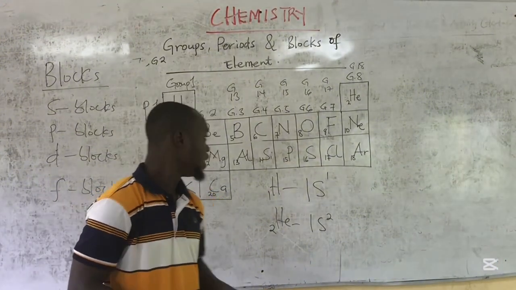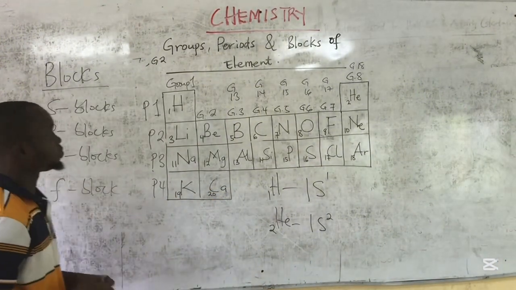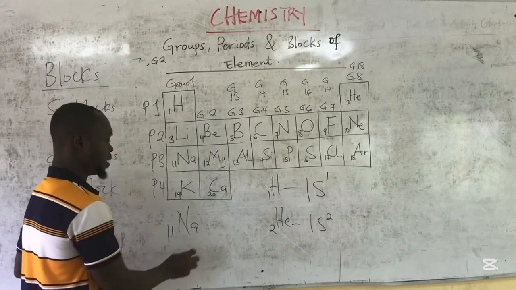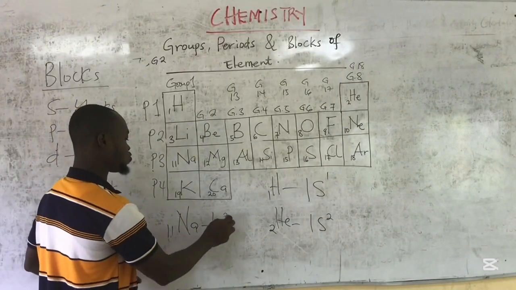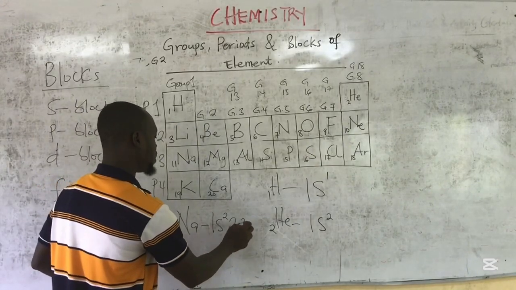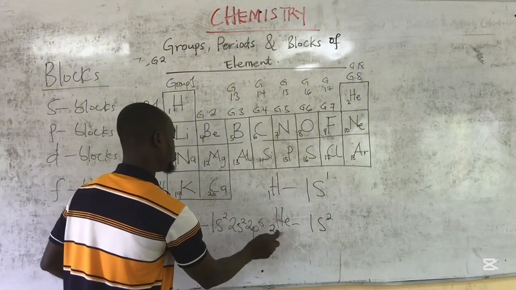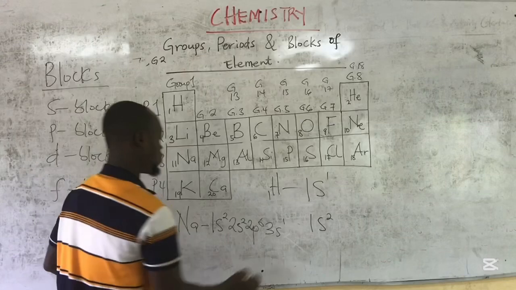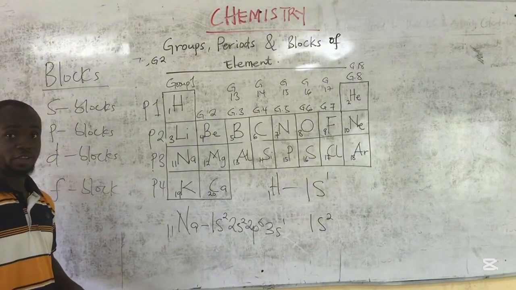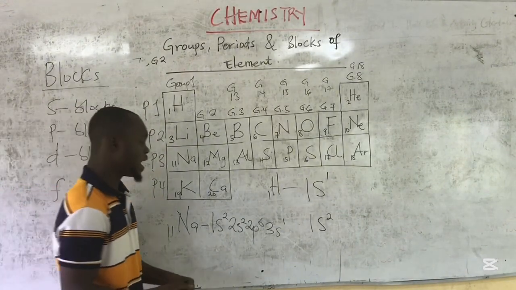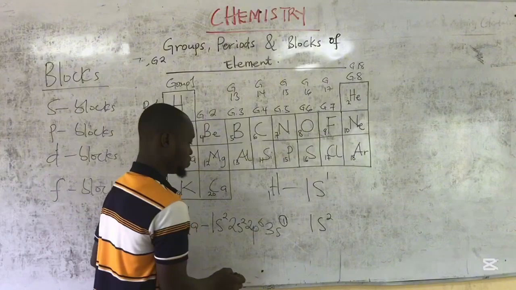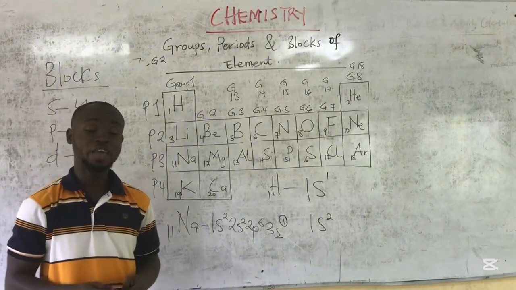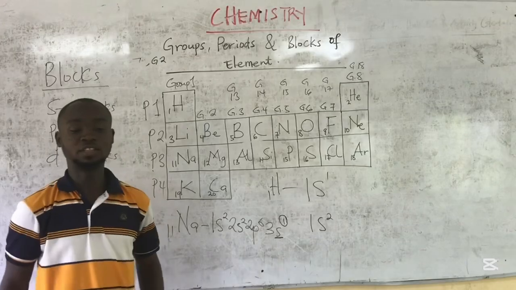Is that okay? Let's take sodium, Na. Atomic number 11. It has a configuration 1s2, 2s2, 2p6, and then 3s1. Is that okay? Now, sodium has its last electron located in the S orbital. So sodium is an S block element.